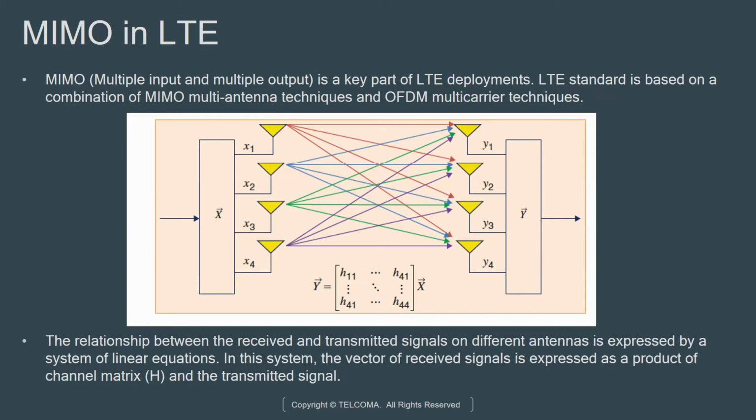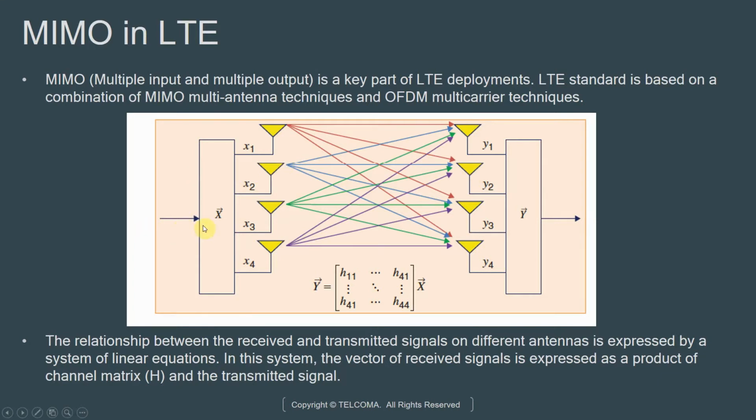And one of the main reasons why OFDMA was adopted for LTE was its ease of implementing MIMO using OFDM, because these subcarriers can be multiplexed along different transmission paths easily. So here we have the transmitter and the receiver.